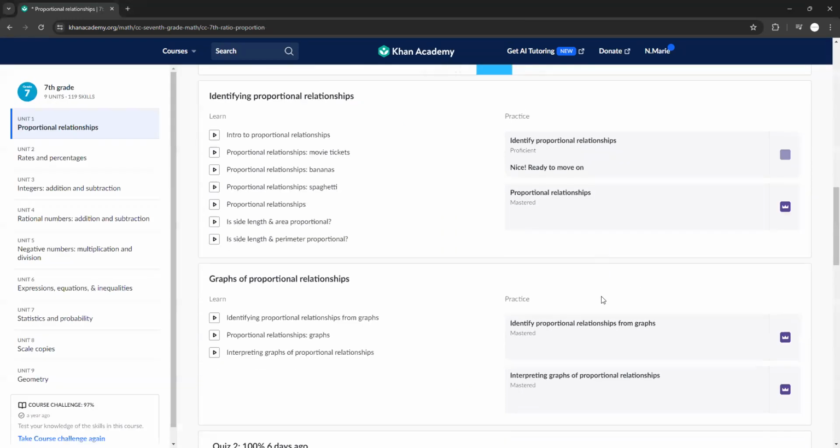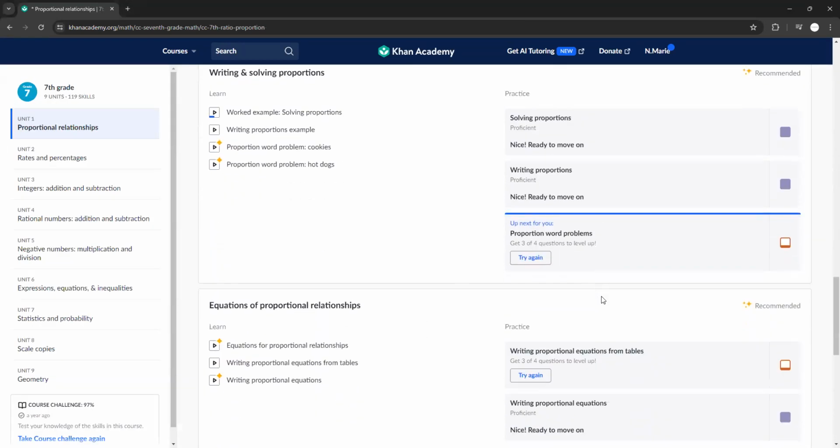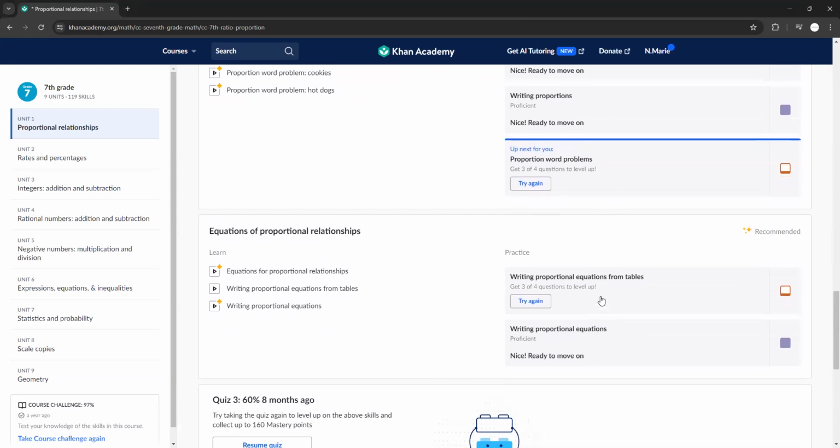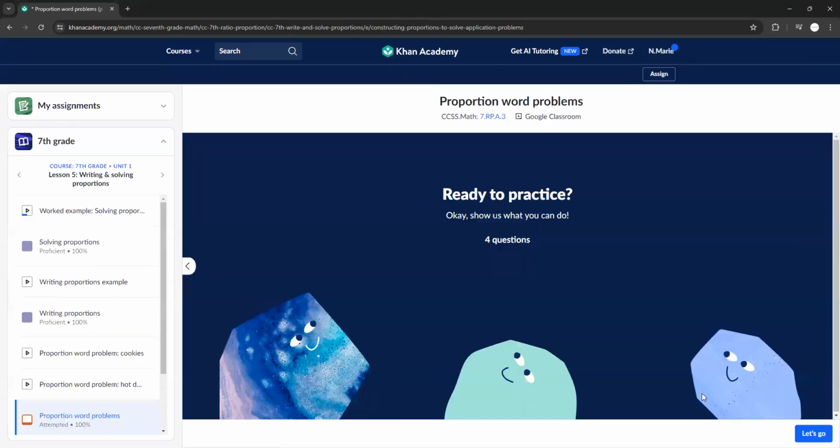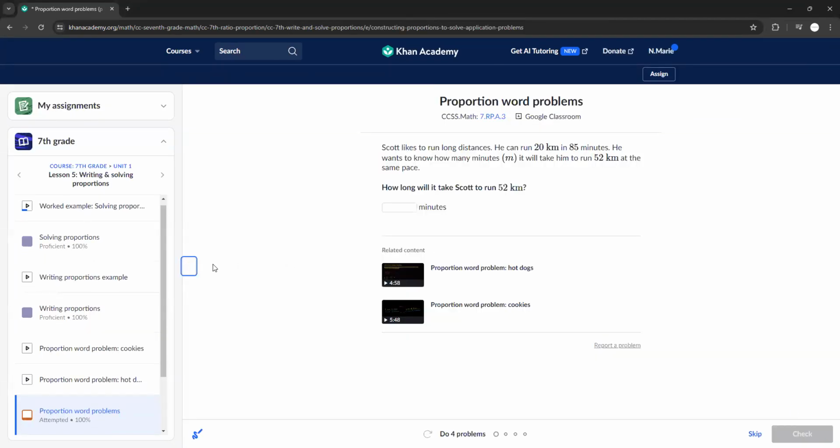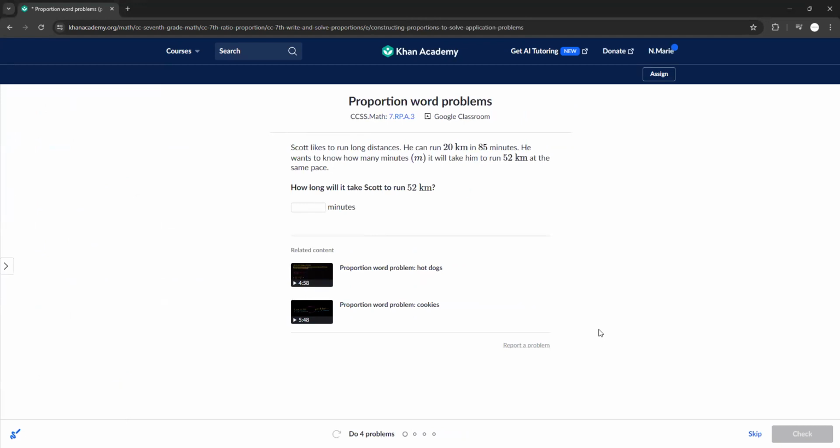Wait, let me take a look at, I think this is almost the last part of the unit. All right, so proportion word problems. Scotty likes to run long distances. He can run 20 kilometers in 85 minutes. So 20 kilometers, 85 minutes. He wants to know how many minutes can he run in 52 kilometers.